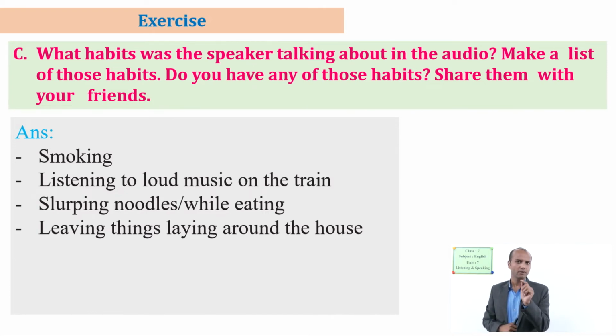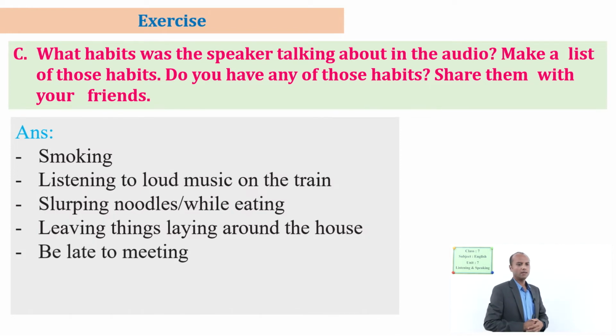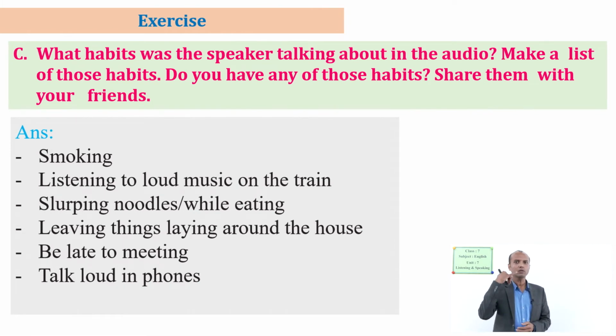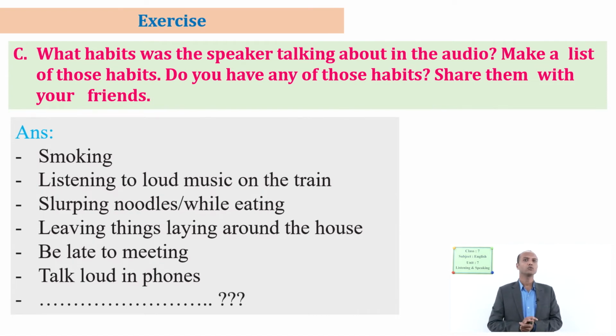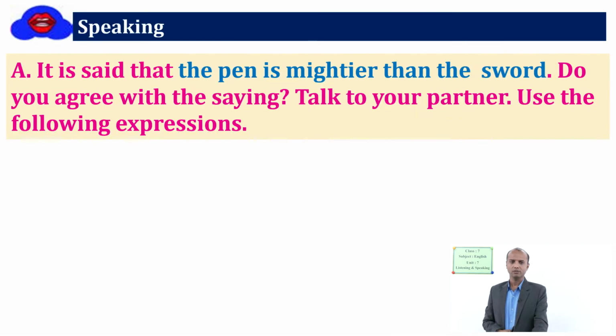Next, what is the next habit? Have you written it? Remember? Very good. It is being late to meetings, and he hates such behavior. And talking loud on phones. Whenever they make phone calls, they speak loudly and produce a lot of noise. What next then? So please go on making a list of other habits as well. This is your task. Is that fine? If so, we'll move on to another activity, that is speaking.